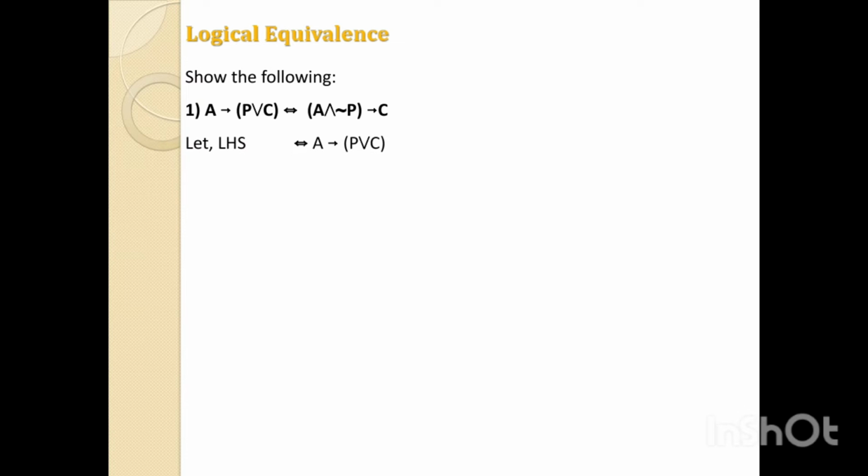Let's consider the LHS side, that is A implies P or C. Now we know the formula for the implies, that is P implies Q. If we consider this A is a P and this bracket P or C is a Q, then we can write down that it is logically equivalent to not A or this bracket P or C.